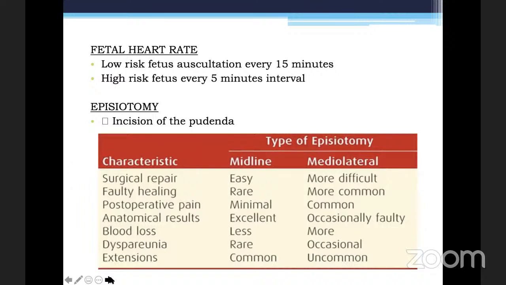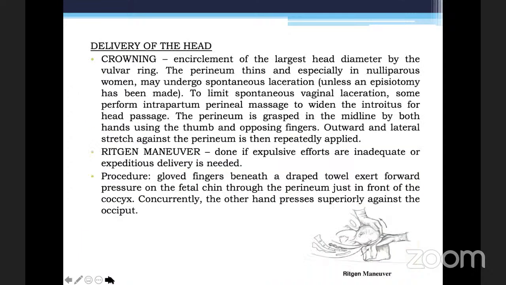There are two types, midline and mediolateral. Surgical repair is easy in midline and more difficult in mediolateral. Faulty healing is rare in midline and more common in mediolateral. Postoperative pain is minimal in midline and common in mediolateral. Anatomical results are excellent in midline and occasionally faulty in mediolateral. Blood loss is less in midline and more in mediolateral. Dyspareunia is rare in midline and more occasional in mediolateral. Extensions are common in midline and uncommon in mediolateral.